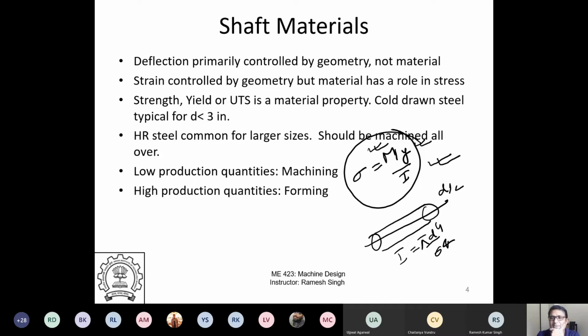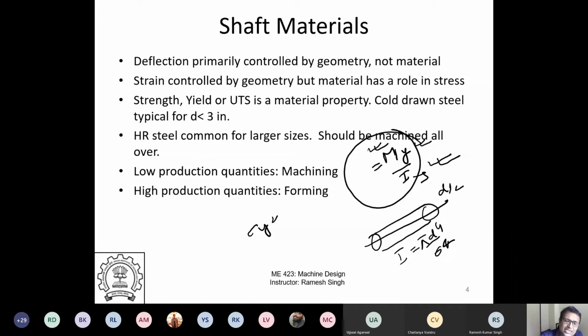Very good. As long as there is no yielding. Very correct. This is what I wanted to hear. The material property comes in at yielding. If the yield stress, sigma y, is high, I can actually use a thinner shaft, a low I. I can use a smaller shaft.